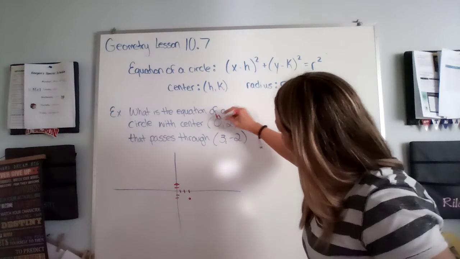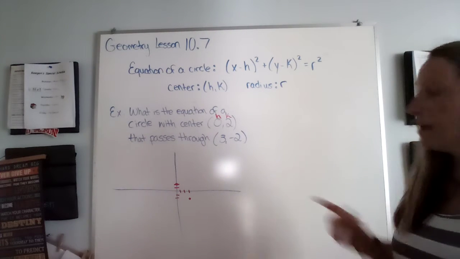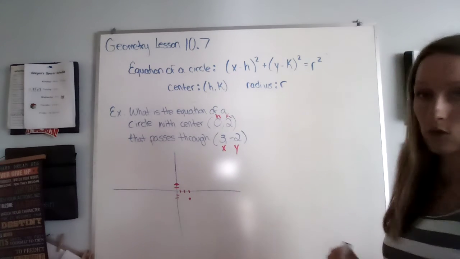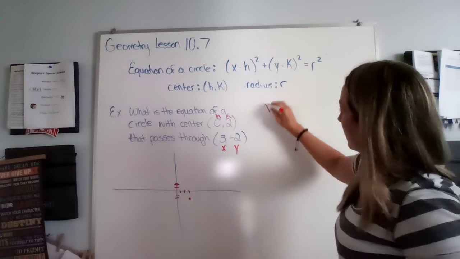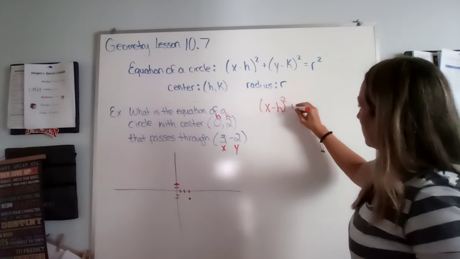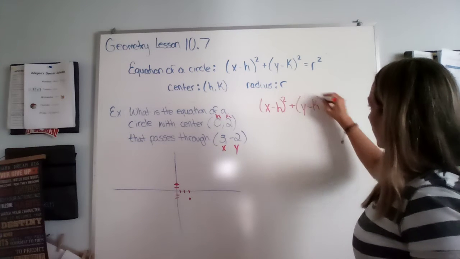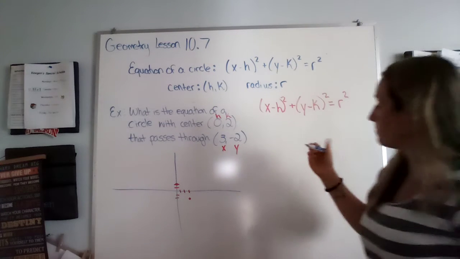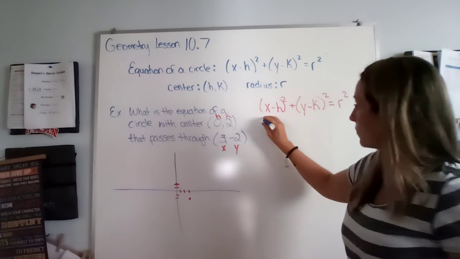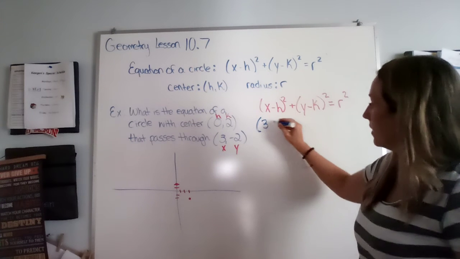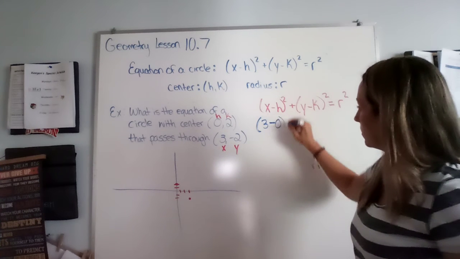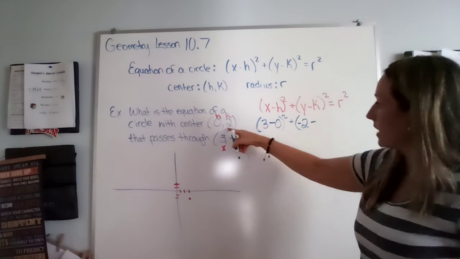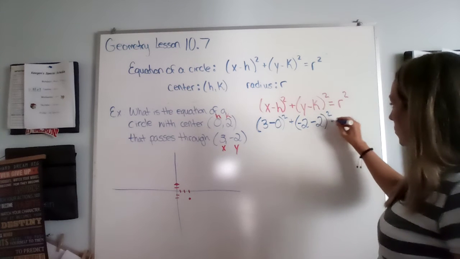Well, I have h, I have k, but I don't have r. But what else are you given? You're given a point, and that can represent your x and your y in the equation. So I'm going to write the equation down again. (x - h)² + (y - k)² = r². And then substitute in everything that you do know. Your x value is given as 3, or one of the x values I should say. Your h value is 0, squared, plus the y coordinate we're using is -2. Your k is 2, squared, and you don't know your r.